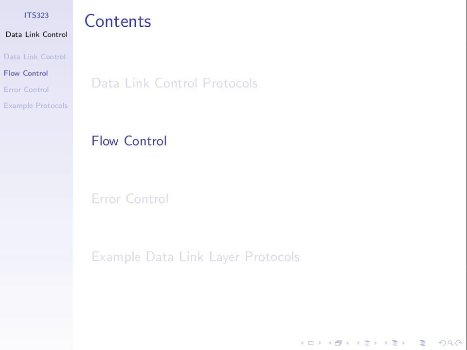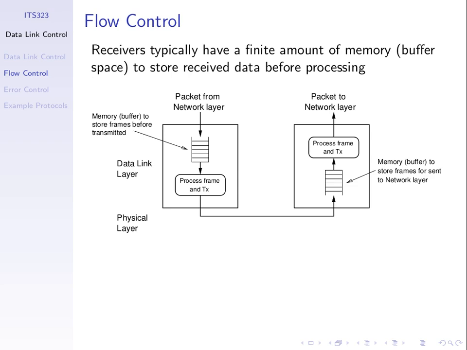Flow control, the concept, is rather simple. It's about making sure that the sender doesn't overflow the receiver. That is, the sender doesn't send the data too fast such that the receiver memory or buffer overflows. So we're going to talk about that, and we'll use this picture to show that.